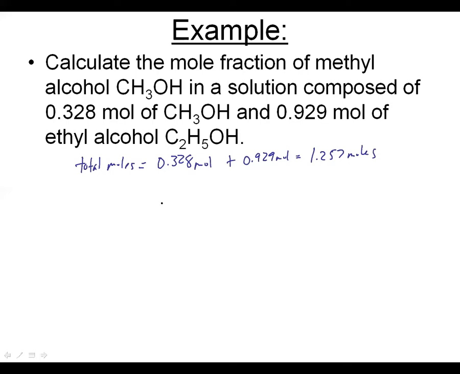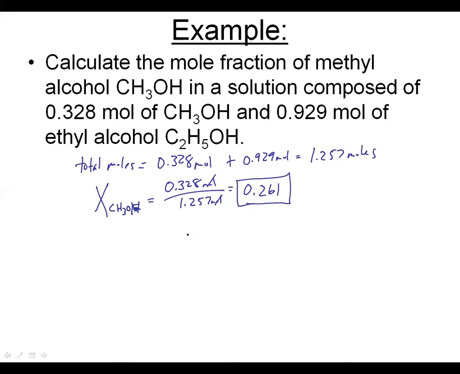So if we want the mole fraction of our methanol, we would take the moles of the methanol, which is 0.328. We would divide it by the total moles, which is 1.257. The moles will cancel, and it will just be a number in this case because those units cancel, and we end up with something like 0.261 as our mole fraction for methanol.